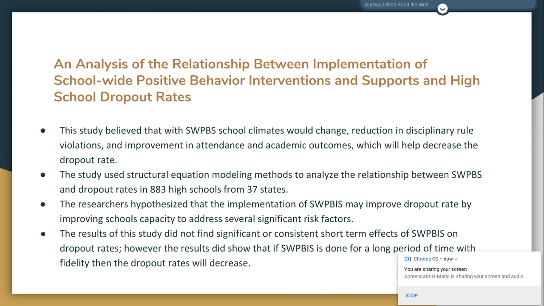attendance and academic success. Now, this study was done with 883 high schools from 37 states. With this study, the results showed that it did not have a significant effect on dropout rates. However, it did improve attendance and academics. Now, the reason why it did not work to decrease dropout rates was because it wasn't done over a long period of time. It was done in a short period of time, and with dropout rates, you need a longer period of time to track that.